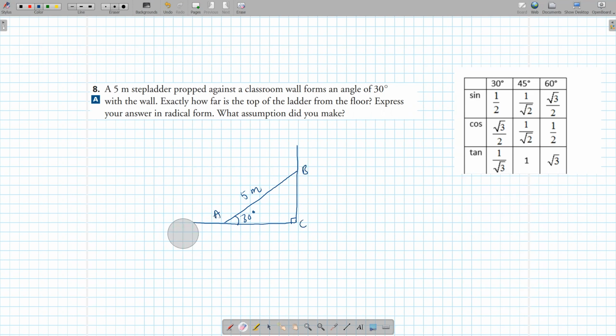Which side length are we looking for? AB is the ladder, okay? They want the distance, how far is the top of the ladder from the floor? BC. AC, correct. So what are we given in this? Again, you have to look at it from the angle that's given. Are we given O, A, and H? Which one are we given, and which one are we looking for?